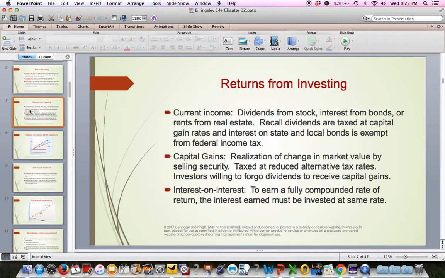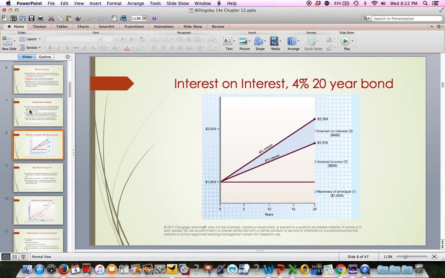And interest on interest is the power of compounding. Basically, you earn interest, you reinvest it, and you earn interest on your interest over a long period of time. This shows you interest earned on a bond. Let's say you put $1,000 down on a bond. You buy a $1,000 bond, and in 20 years, if you earn either 3% or 4% interest, here is what you will receive over that period of time.